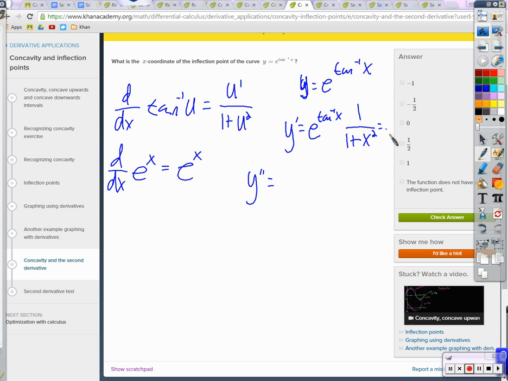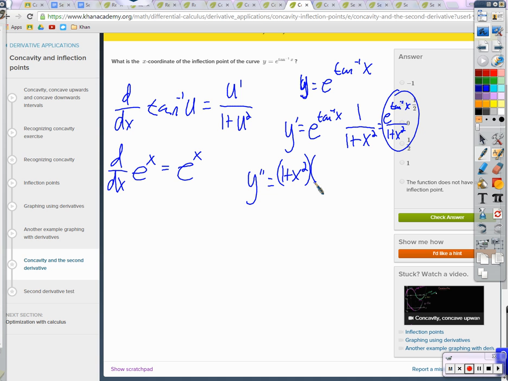Well, first, let's look at this as e to the inverse tangent of x over 1 plus x squared. How do we take the derivative of that? The quotient rule. Okay? So we got low d high. What is this function? E to the inverse tangent of x. What's the derivative of e to the inverse tangent of x? We just took that. It is this. So there it is again.